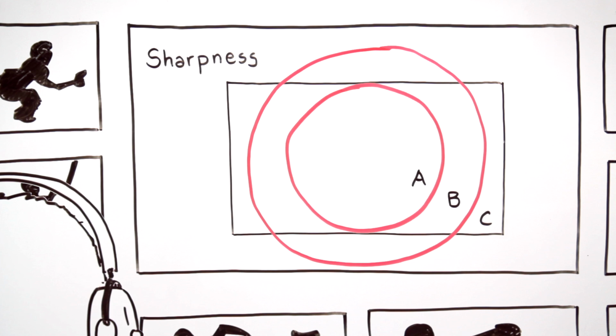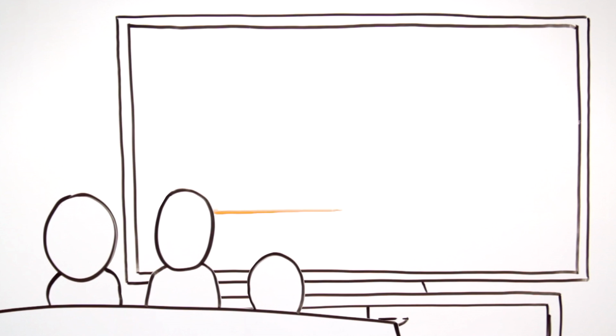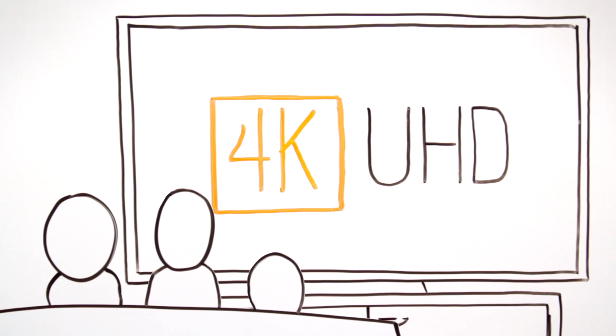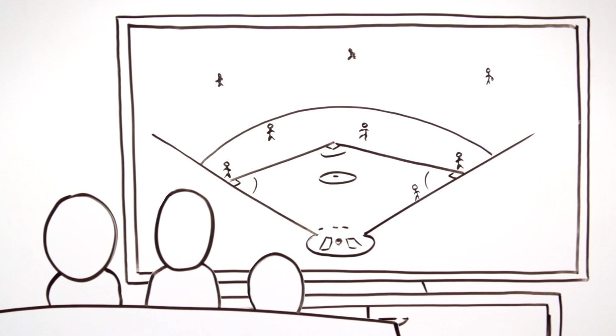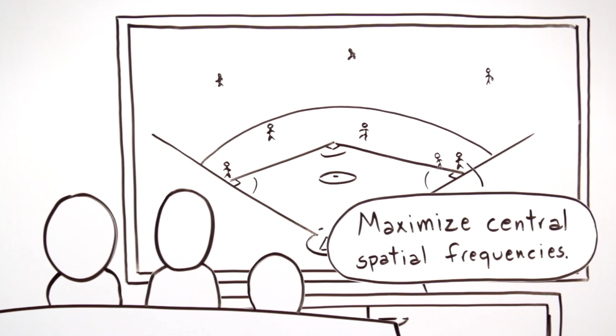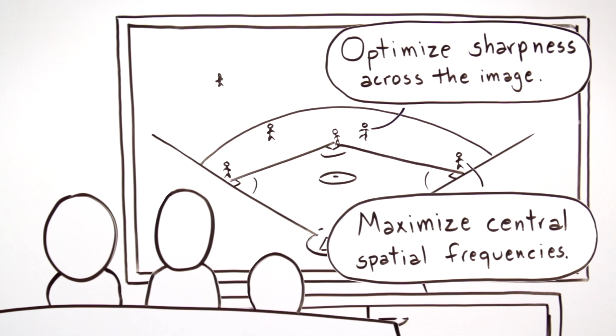MTF also drops off when moving from picture center to the edges. As viewers move to larger 4K UHD displays, it's increasingly important to maximize lens MTF in the central spatial frequencies and to optimize sharpness across the entire image plane.